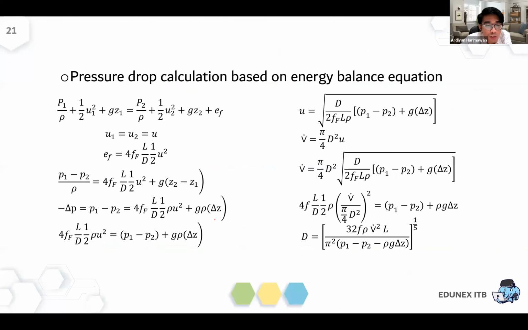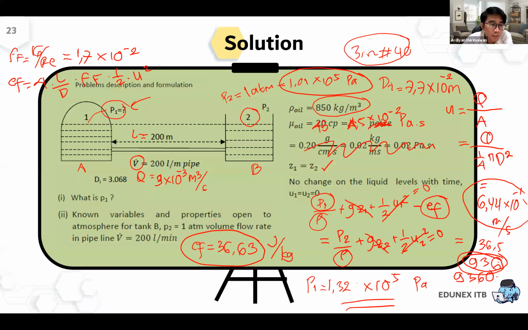Then the following procedure should be the same. After you get the friction factor, you calculate EF. After you get the EF value, you calculate P1 by using the Bernoulli. Just remember, Bernoulli is basically only comparing 2 points. These 2 points should have the same total energy. But now the components of the energy are not only pressure, kinetic, and potential, but you also have EF.